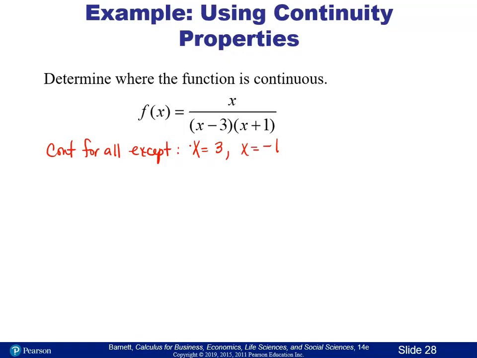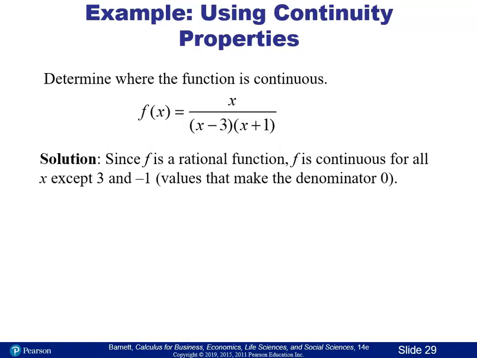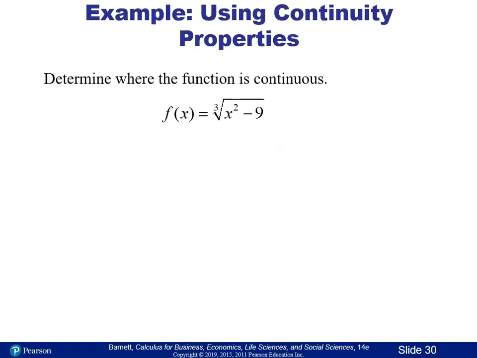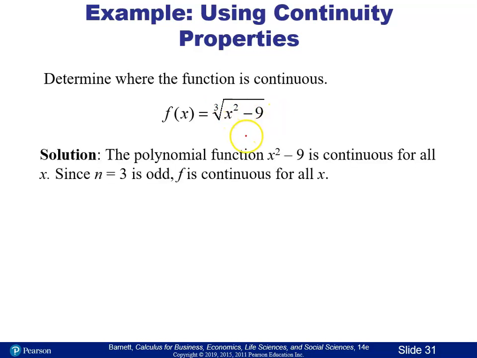3 and -1. Okay, if we're looking at this one, determine where the function is continuous. So this is an odd index. So an odd index is going to be continuous for all x values. Okay, so we have a polynomial under here. That polynomial is continuous for all x. And since this is an index that's odd, then it means f is continuous for all x as well.